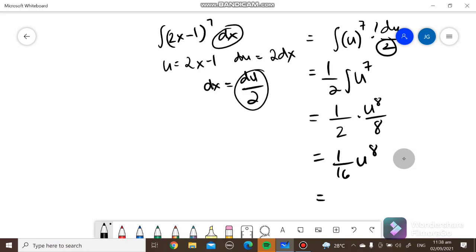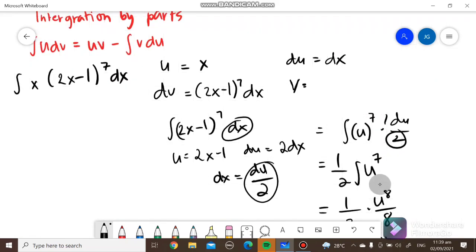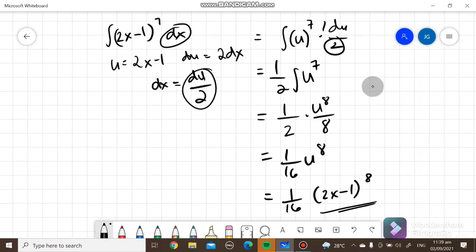And what's the value of u? The value of u is simply 2x minus 1 raised to 8. So, this is the integration of that. So, we will have here 1 over 16, 2x minus 1 raised to 8. Tama ba?